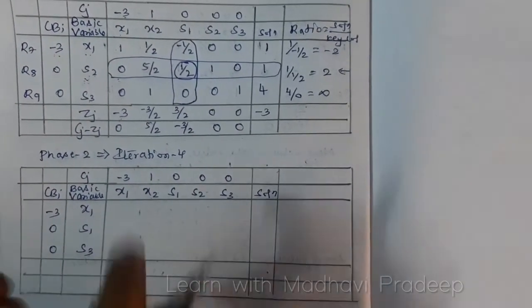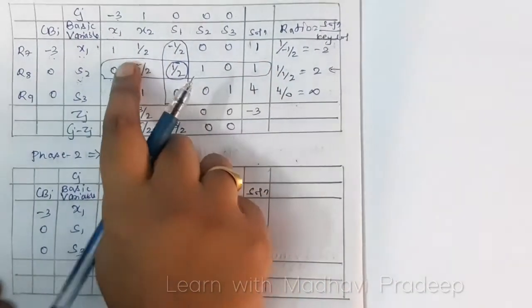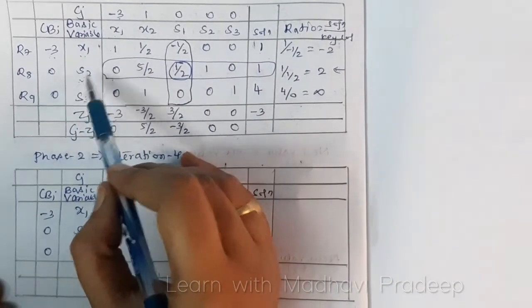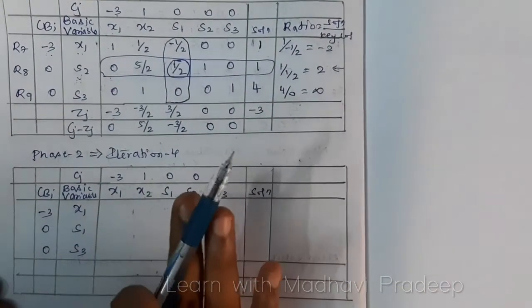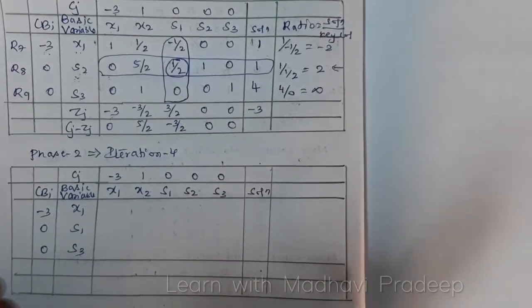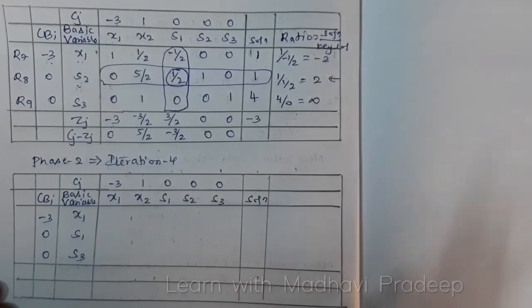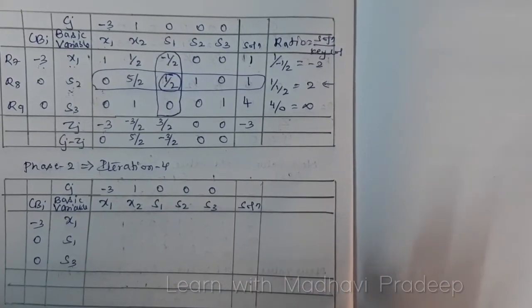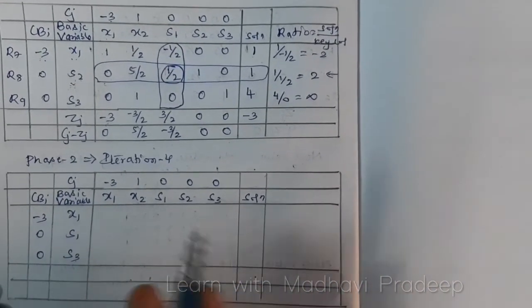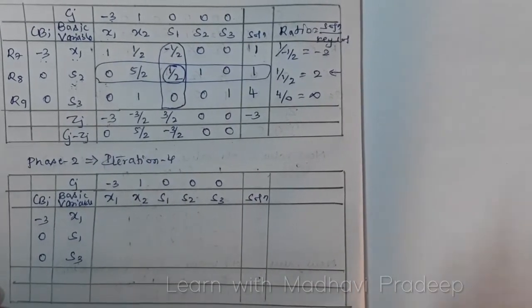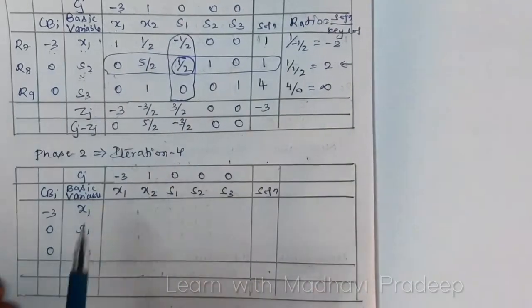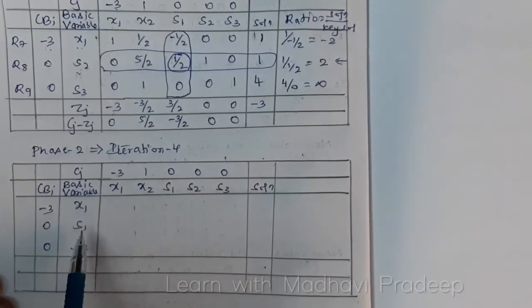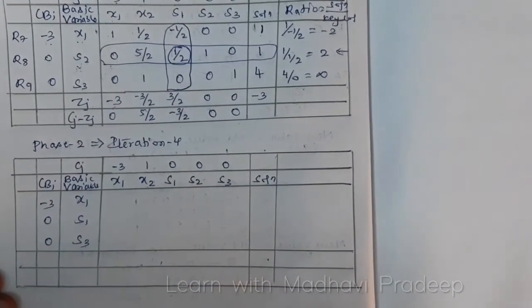Now first we need to find the key row. See here, s2 was the outgoing variable, but you should not remove the s2 column here. You have to keep that s2 column. Only up to phase 1 are you going to remove the outgoing variable's column for the next iteration. But in phase 2, don't do that. So s2 is outgoing and s1 is incoming. I have replaced it, but we are still going to calculate s2.